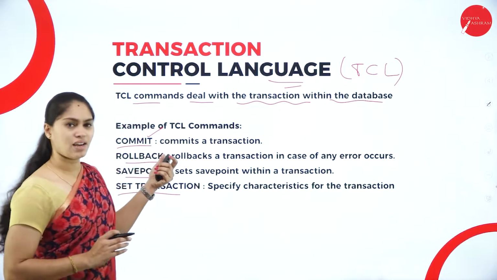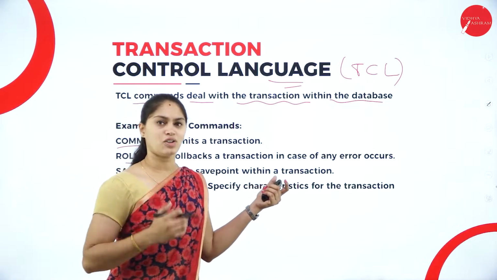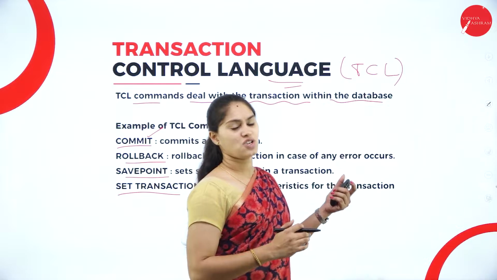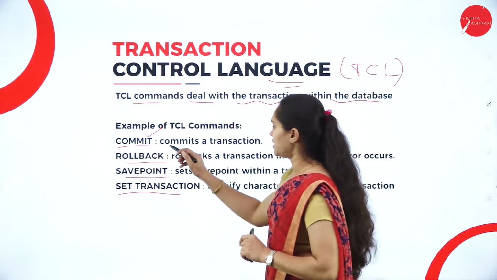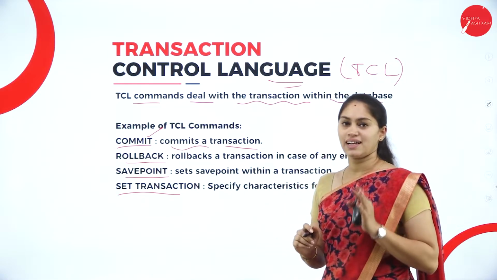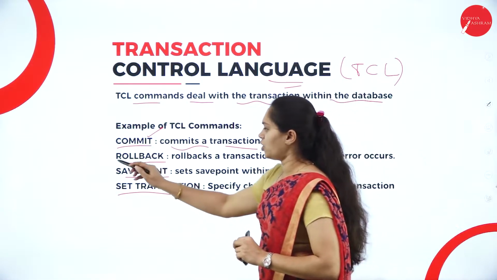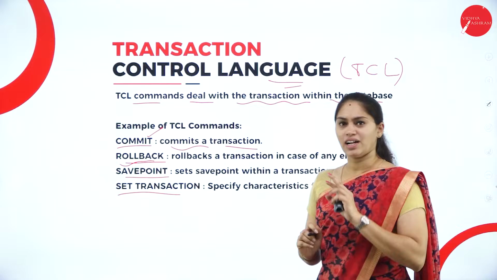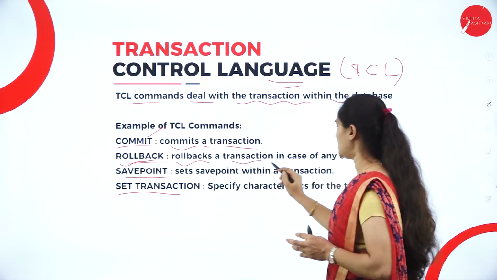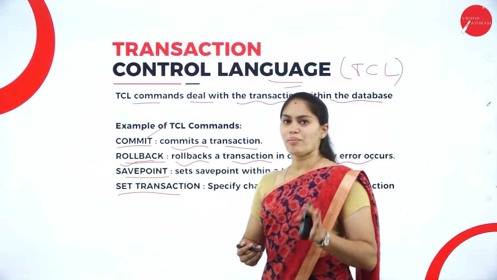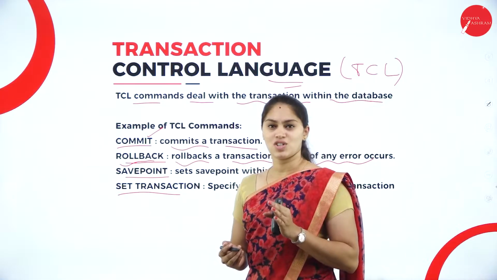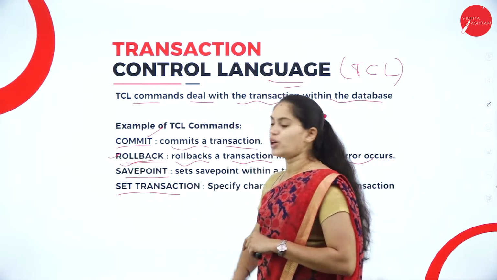So in the same way, if I wanted to save the content or the transaction of a database, then I have to use a keyword called commit. So this commits a transaction. It's like Ctrl+S. Then rollback. It's like an undo. So rollback the transaction in case any error occurs. I just want to go back to the previous stage of a transaction. At that time, I have to use this rollback.